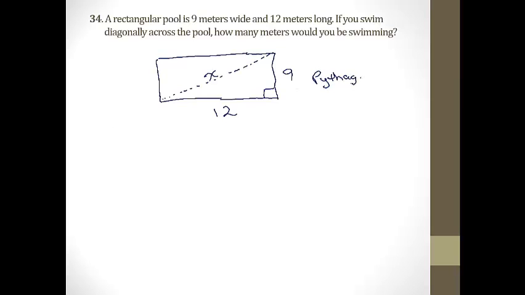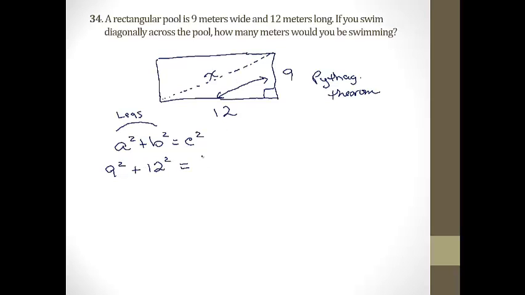I don't know if I can spell that, but if you remember Pythagorean's theorem, it says a squared plus b squared equals c squared. And these two sides are the legs of the triangle that make the right angle. So that would be the 9 and the 12. So 9 squared plus 12 squared is going to equal the long side, or x squared. 9 squared is 81, 9 times 9. 12 squared, 12 times 12 is 144.